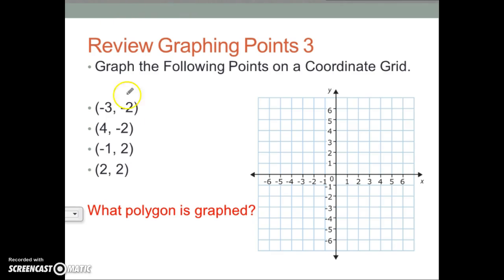Okay, one more example. -3, -2, 4, -2. We have -1, 2, and 2, 2. So connecting the lines, the sides for this four-sided shape.